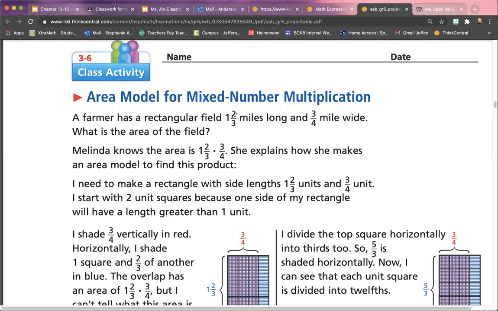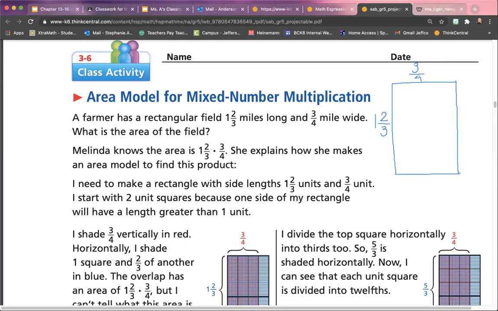So our problem today is a farmer has a rectangular field 1 2/3 mile long and 3/4 mile wide. So I want you guys to draw in your notebook our farmer's field. It's a rectangle, and this will give you a better visual. We know the long side would be 1 2/3 because that is larger than 3/4. So, all right, here is our farmer's field.